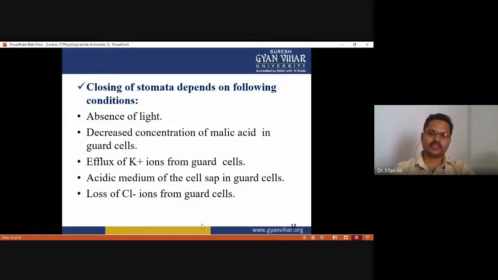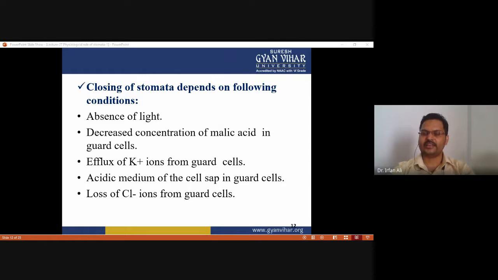And what are the conditions which favor closing of stomata? Okay, so first of all, absence of light. If there is no light, there is darkness, so this condition favors the closing of stomata. Decreasing concentration of malic acid also favors the closing of the stomata, and efflux of potassium ion from the guard cell also favors the closing of stomata.